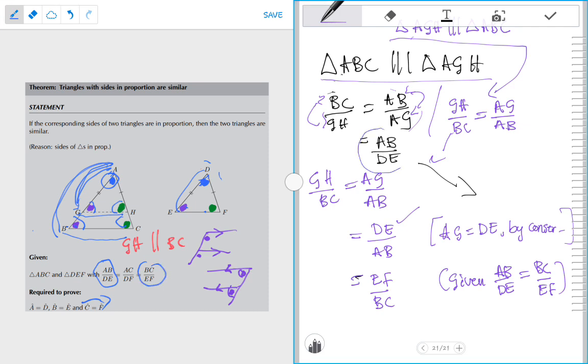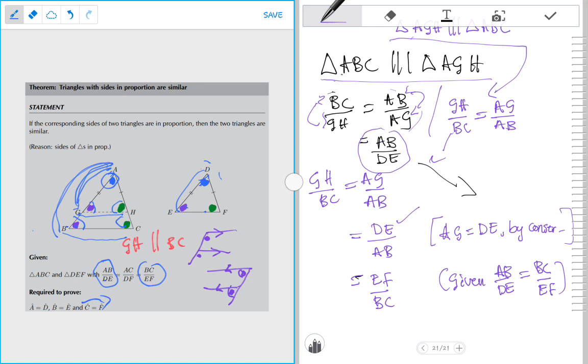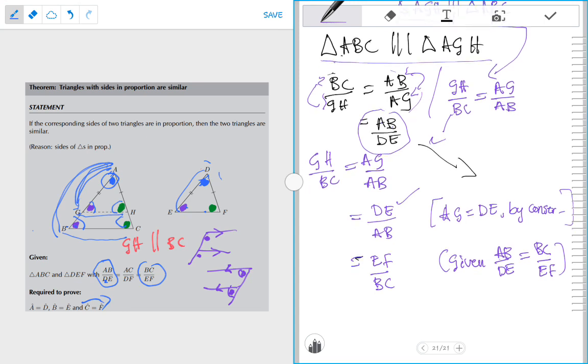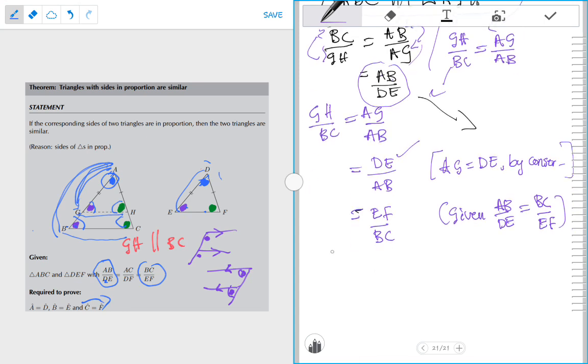Mind you, from this point, AB over DE, this is the same thing. We are still solving, we're still proving. Then now we have, therefore, GH is equal to EF.